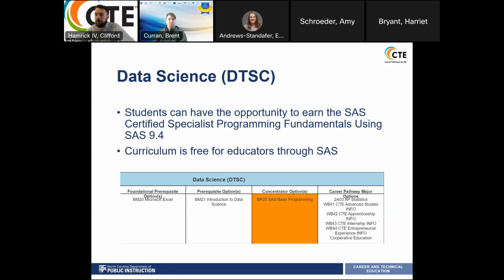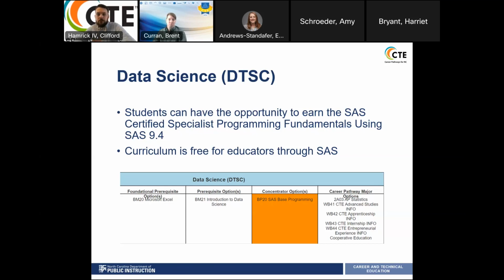I was talking to a teacher one time who had sat for the credential and passed herself. And she told me that she immediately started getting job offers from the industry because it is in such high demand. And the curriculum is free for educators through SAS. They have an online academy with a wealth of resources.